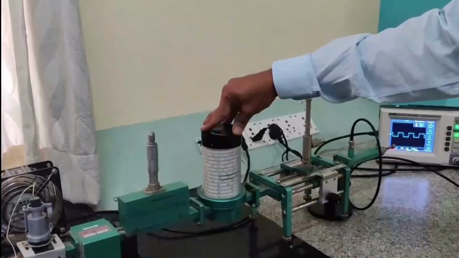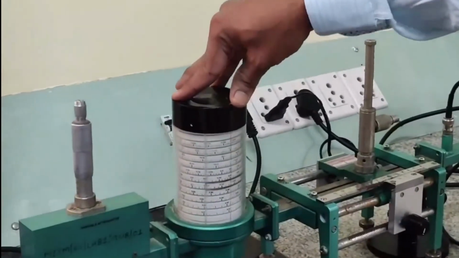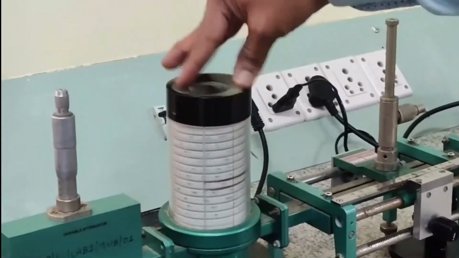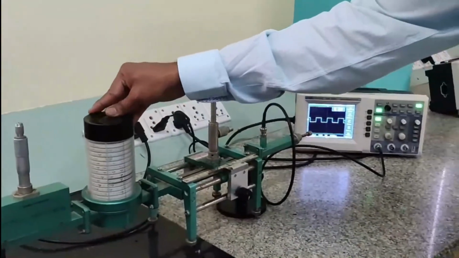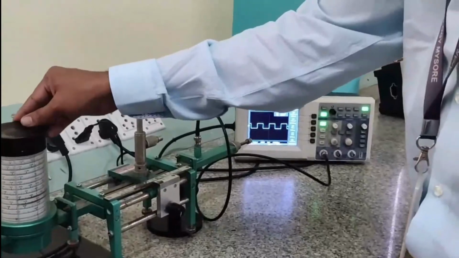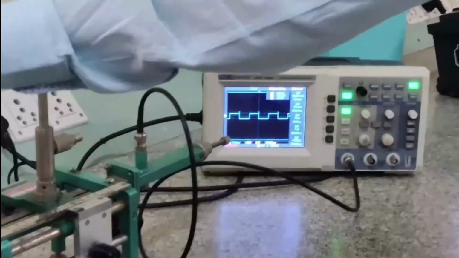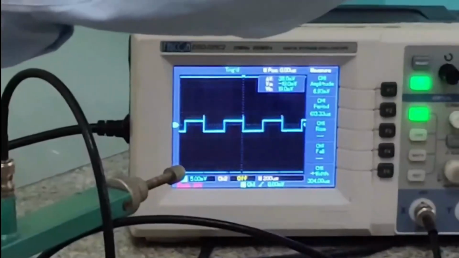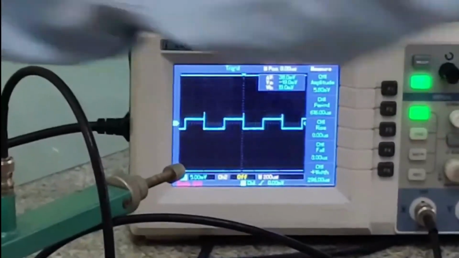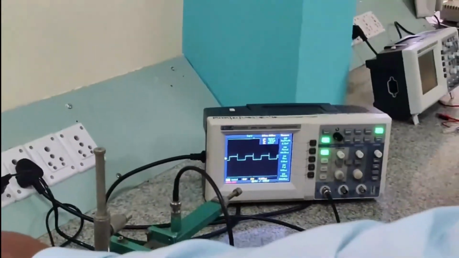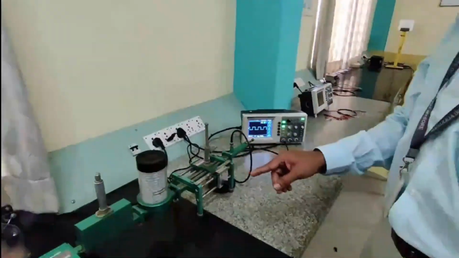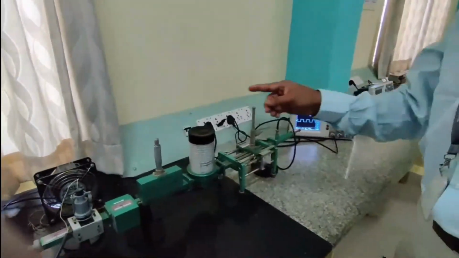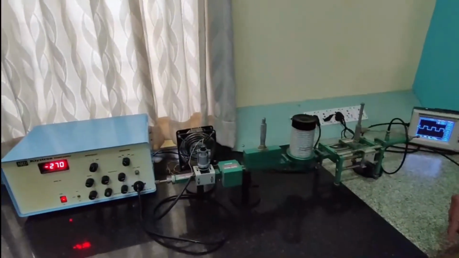Now to measure the frequency, we have to rotate this frequency meter in the anti-clockwise direction, such that at some particular point you can see a dip in the waveform observed on the DSO. As you can see here, at this point there is a dip in the square waveform being generated. So this is the resonant frequency, the frequency being generated by the klystron oscillator.